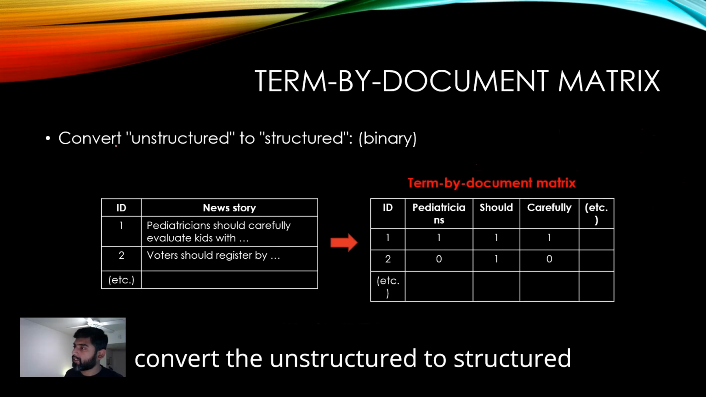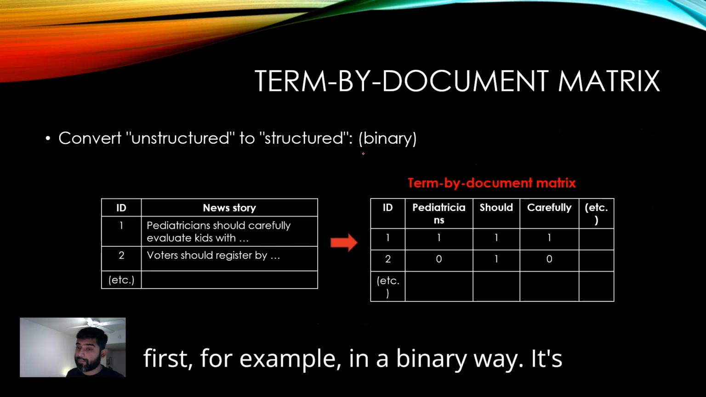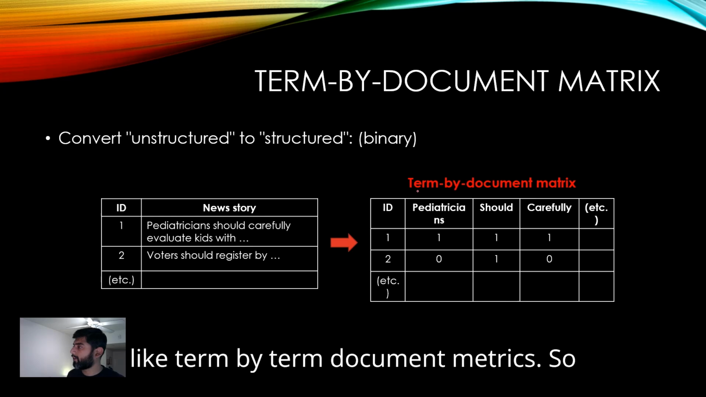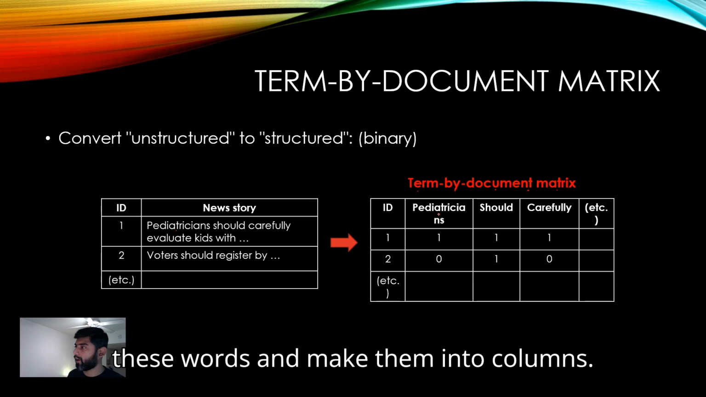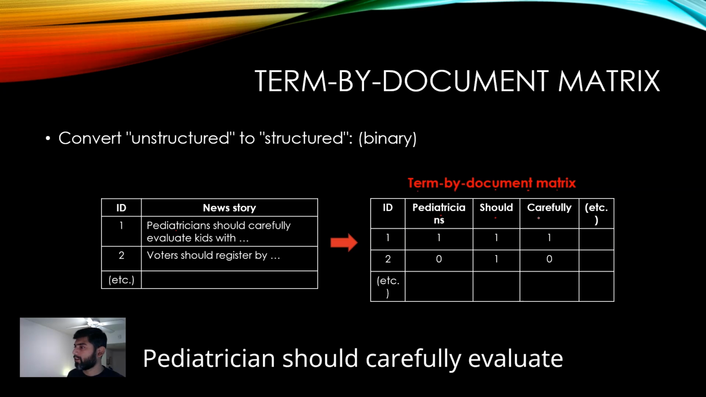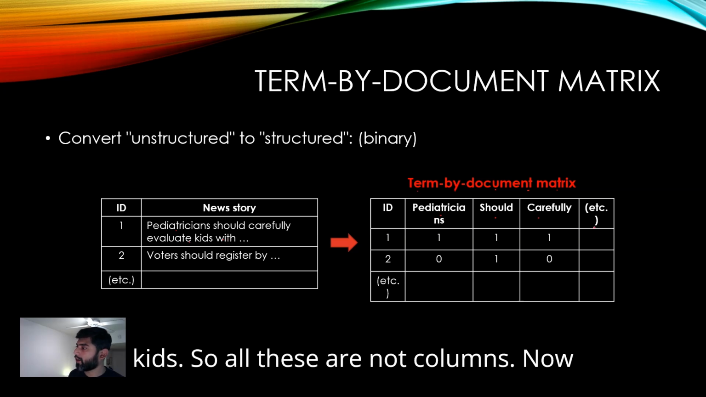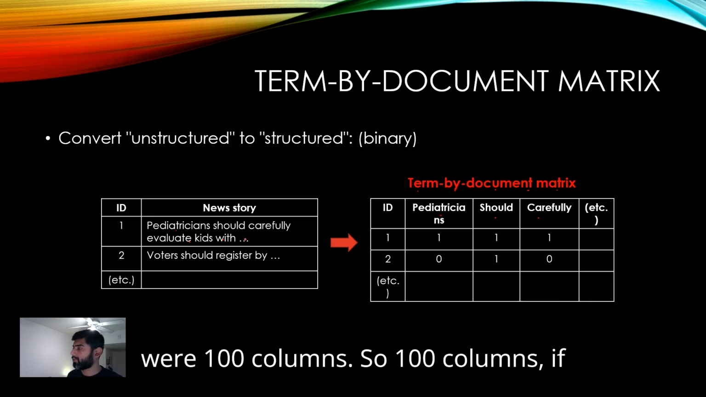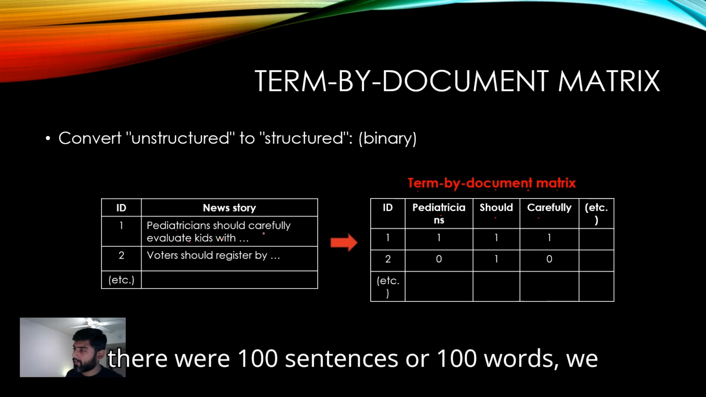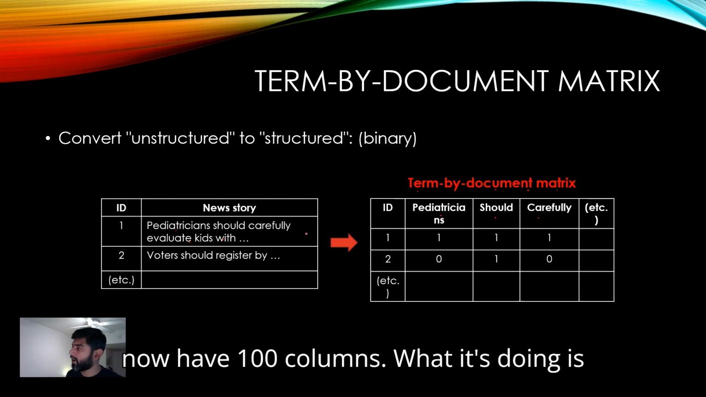So we convert the unstructured to structured first, for example, in a binary way. It's called a term by term document matrix. So we separate out all these words and make them into columns: pediatrician, should, carefully, evaluate, kids. So all these are now columns. Let's say there were 100 words, we now have 100 columns.